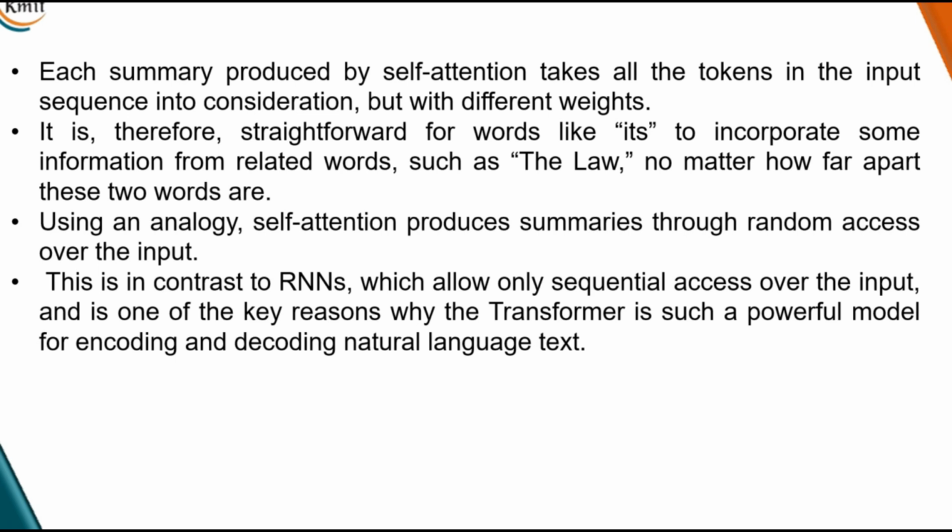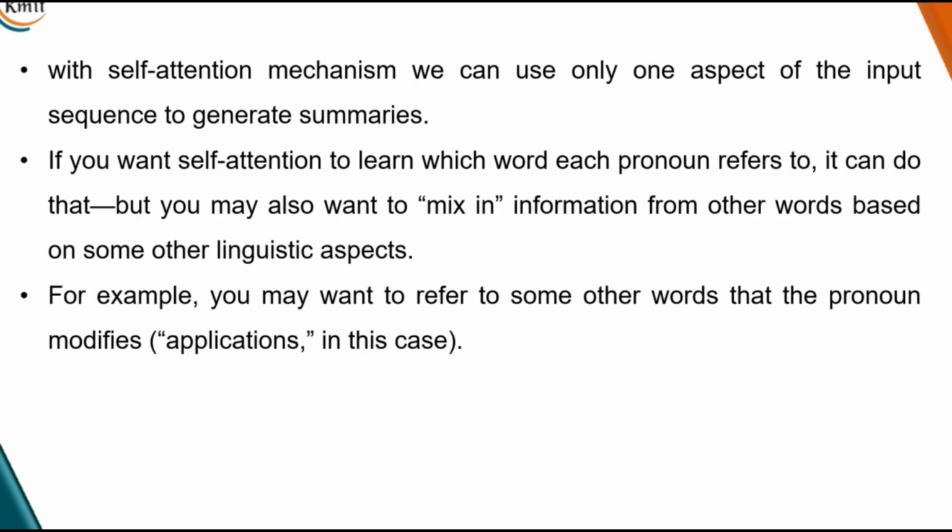So by applying this self-attention mechanism, transformers become powerful models for encoding and decoding natural language text. Okay. So the final conclusion here is about the self-attention mechanism. Using the self-attention mechanism, we can use only one aspect of the input sequence to generate summaries. Okay. Now, there is another problem with this. If you want self-attention to learn which word each pronoun refers to, it can also do that. How can it do that? By this concept of mixing information from other words based on other linguistic aspects.